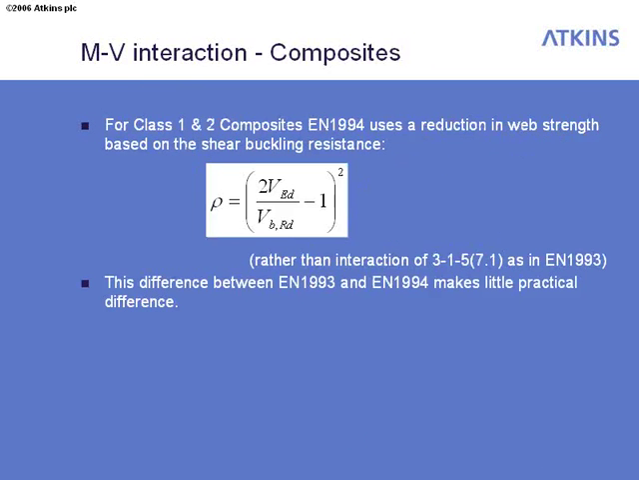For a composite section with a class 1 or 2 section, the interaction is considered by reducing the web area even where there is shear buckling, and this differs slightly from the approach for pure steel sections, which uses that interaction formula instead. In practice though, even though the methodology looks slightly different, it doesn't really give any different answers. It gives you pretty much the same sort of result.